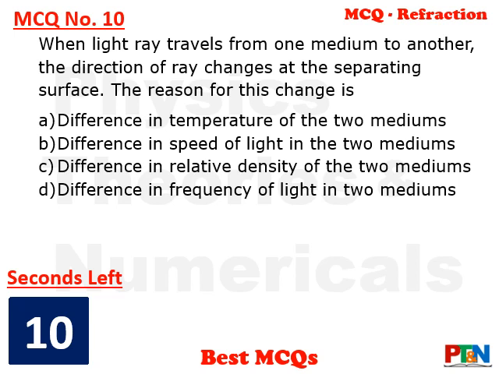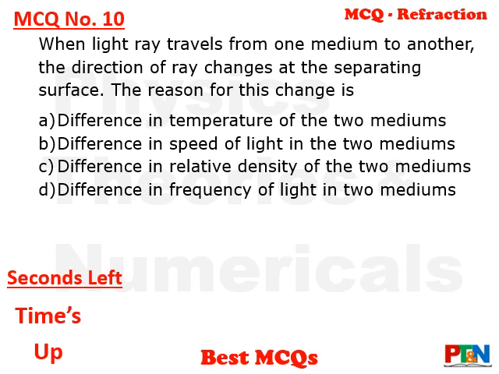Next one. When light ray travels from one medium to another, the direction of ray changes at the separating surface. The reason for this change is, there are four options: difference in temperature, difference in speed of light in two mediums, difference in relative density of the two mediums, difference in frequency of light in two mediums. You have to choose the correct option. Your timer for 10 seconds starts now. Time's up. Let's see the answer.